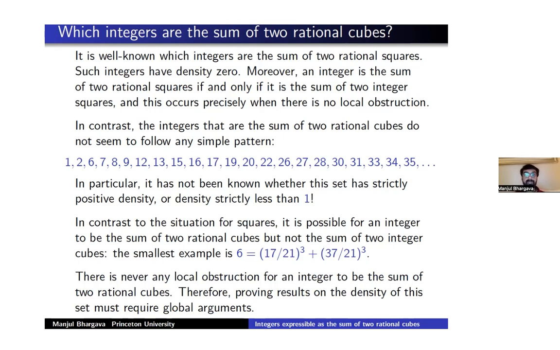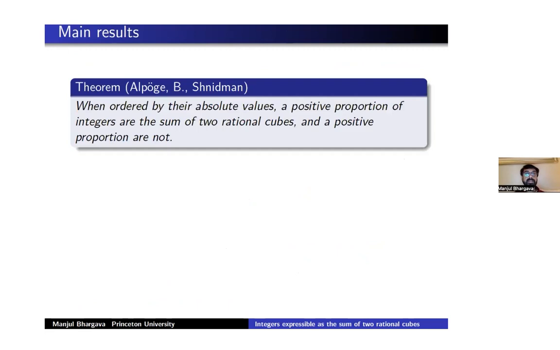And the theorem, so the main result, is that when integers are ordered by their absolute values, or you can just go across the positive integers, because if a positive integer is the sum of two rational cubes, then so is its negative. But when ordered by their absolute values, a positive proportion of integers are the sum of two rational cubes, and a positive proportion are not. That's the main result that we prove.